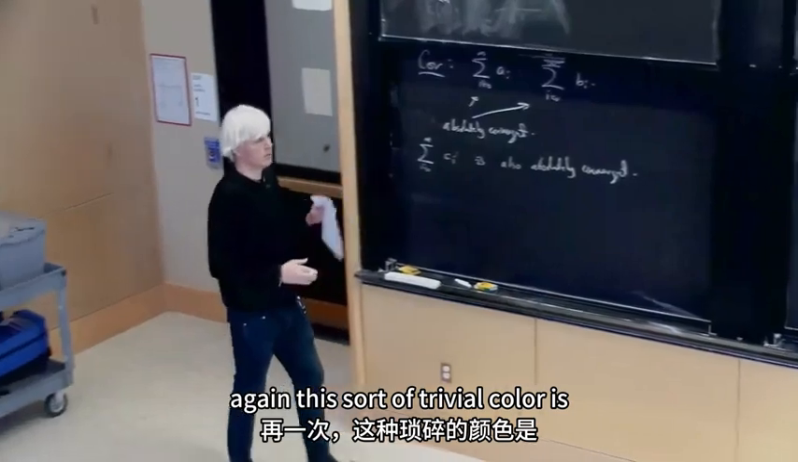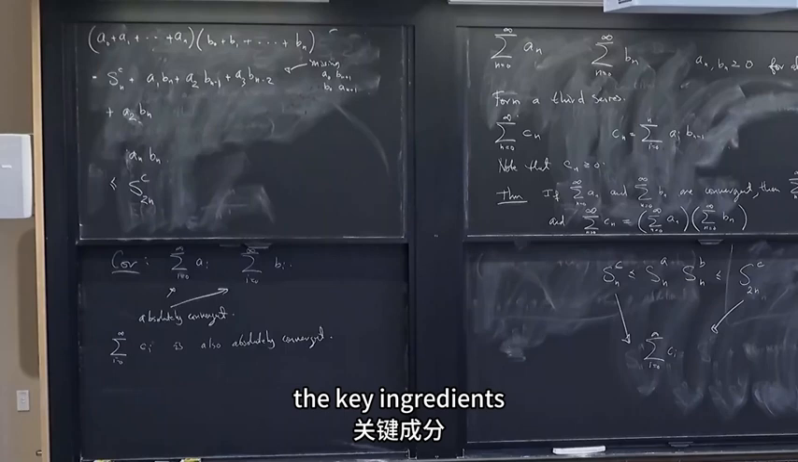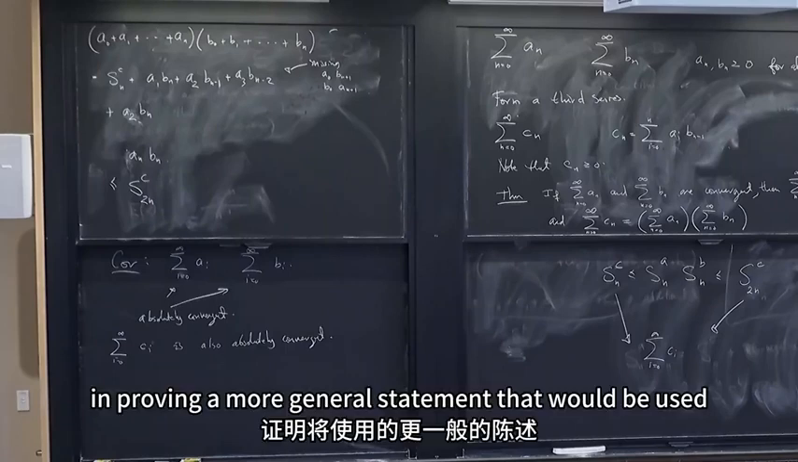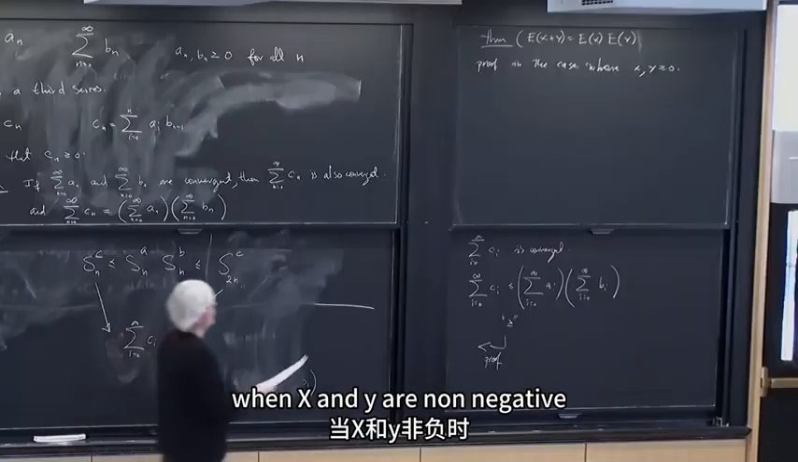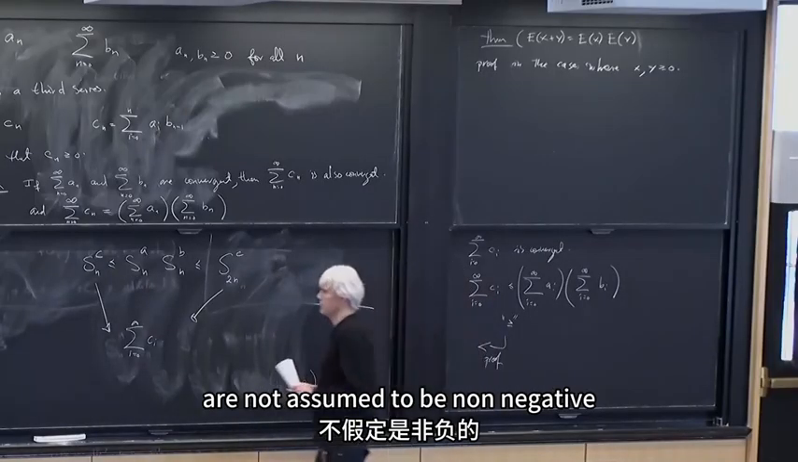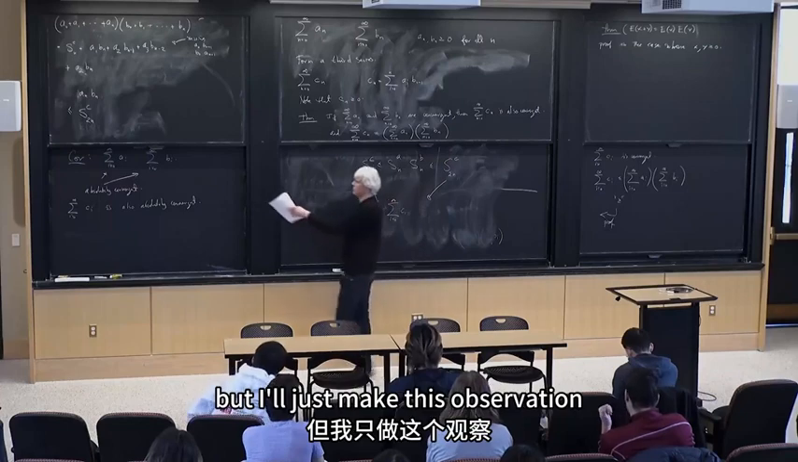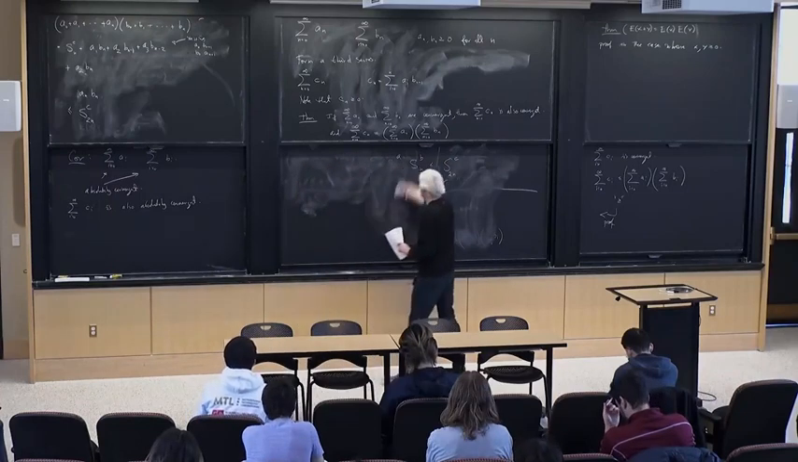And again, this sort of trivial corollary is the key ingredient in proving a more general statement that would be used, say, to prove this inequality here when x and y are not assumed to be non-negative. But I won't get into that. I'll just make this observation and get this corollary.